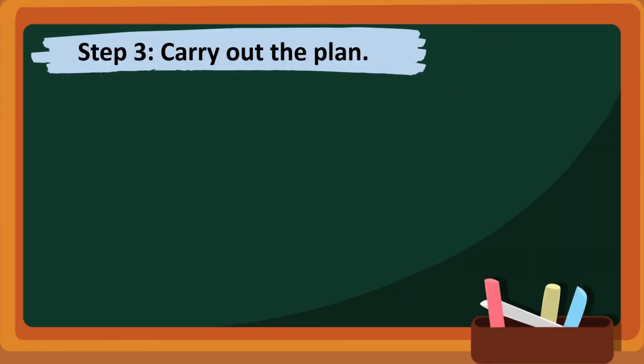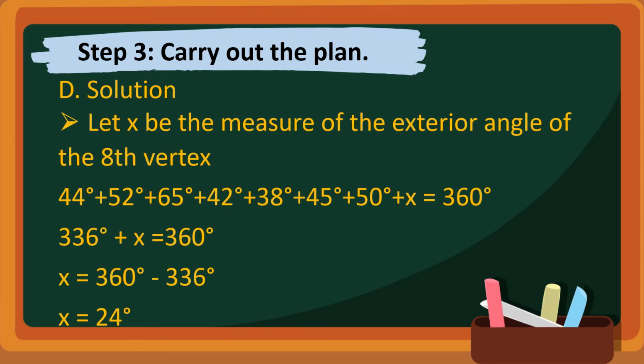Let us try to solve the given problem. First, let us represent the 8th vertex as x. Equate the problem in terms of the sum of the measures of the exterior angles, which is equal to 360 degrees. Substitute the values given to the formula, then solve. To check, try to add up the numbers if they are equal to 360 degrees. Did you come up with the same answer?